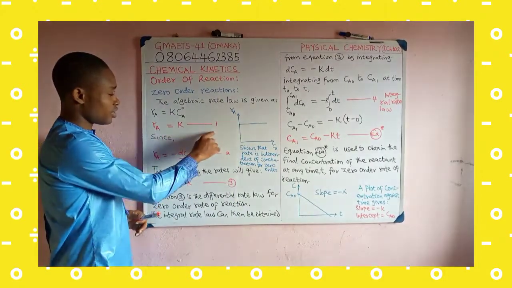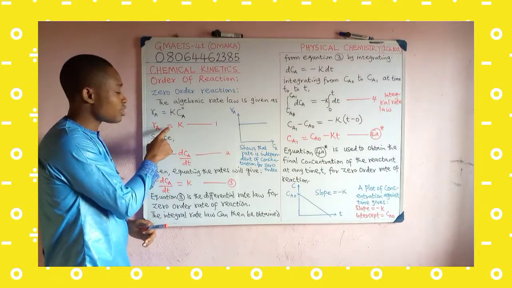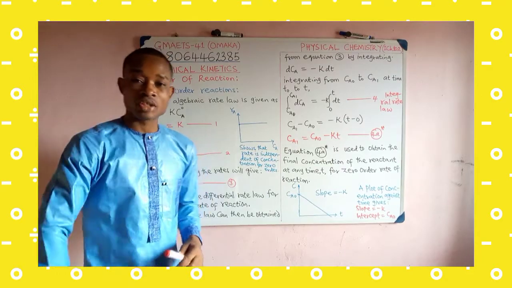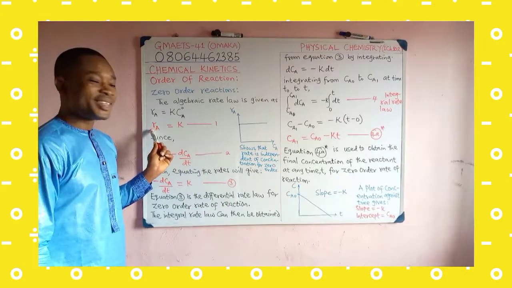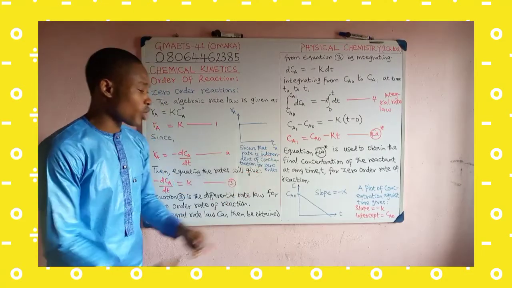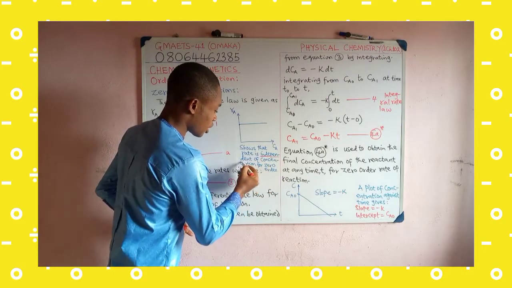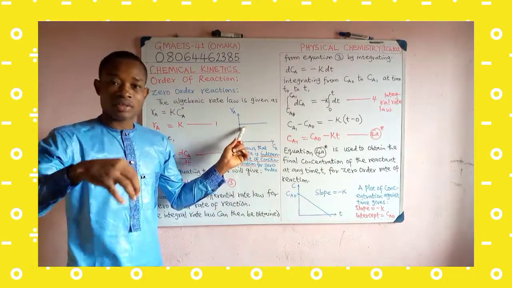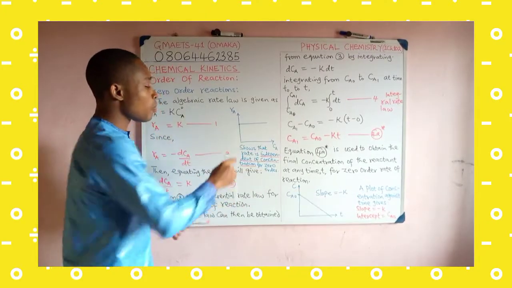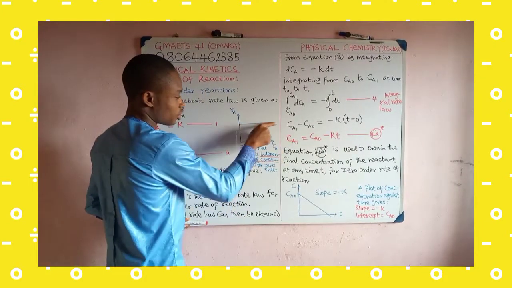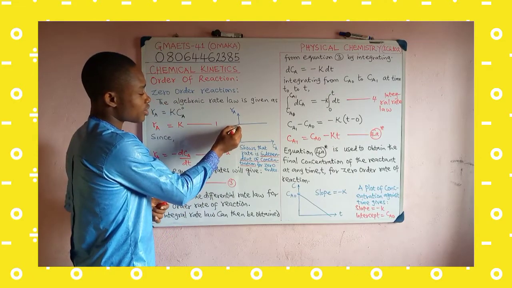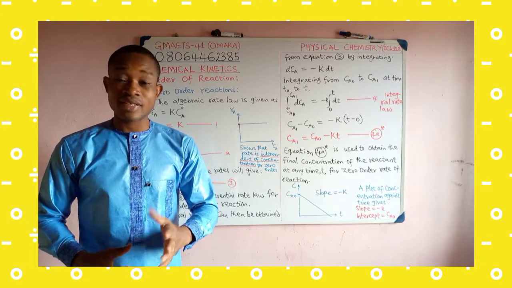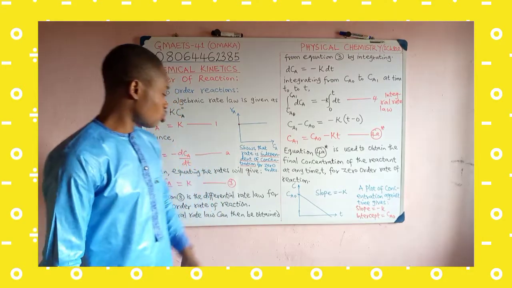Now, what does that tell us here? You notice that the rate of reaction is equal to a constant. So it means that for zero order rate of reaction, the rate of reaction is independent of concentration. Look at the graph plotted, the rate against concentration. You see that no matter the increase in concentration, the rate of reaction remains fixed at this point. So that tells us that for zero order rate of reaction, the rate does not depend on concentration.